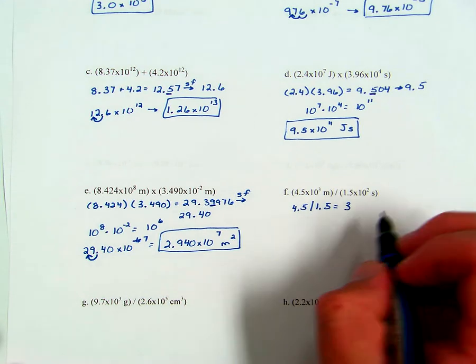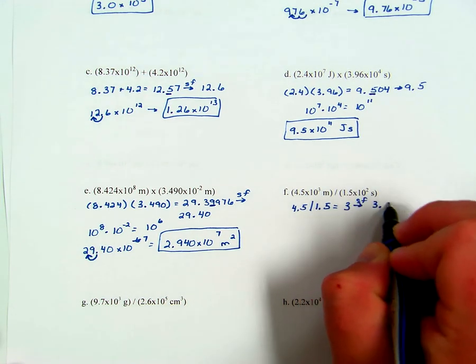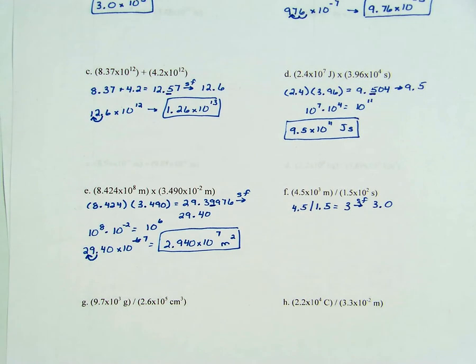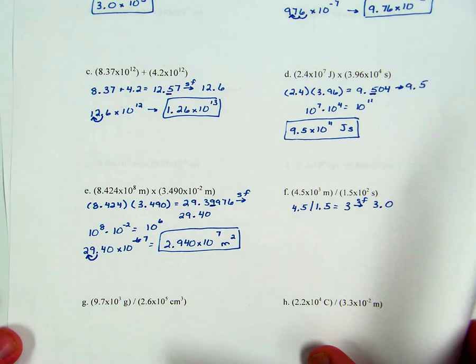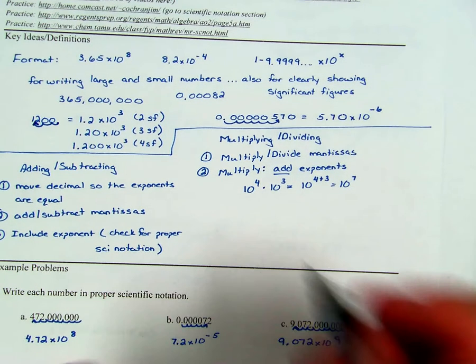Now obviously we're dividing, but the concept is exactly the same as multiplying. Now instead of adding our exponents, we're going to subtract. Because you learned back in math class, I'm going to go back to the key ideas sheet here. So this is step 2 if we divide. If we divide, step 2 would be to subtract the exponents.